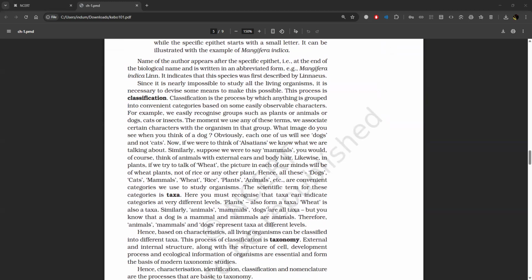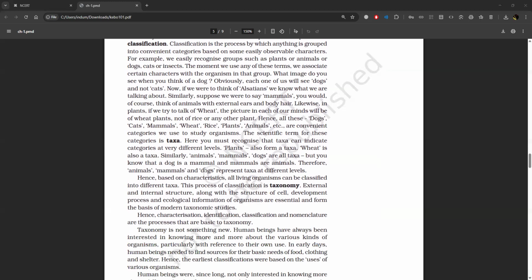Since it is nearly impossible to study all the living organisms, it is necessary to devise some means to make this possible. This process is classification. Classification is the process by which anything is grouped into convenient categories based on some easily observable characters. For example, we easily recognize groups such as plants or animals or dogs, cats, or insects. The moment we use any of these terms, we associate certain characters with the organism in that group.